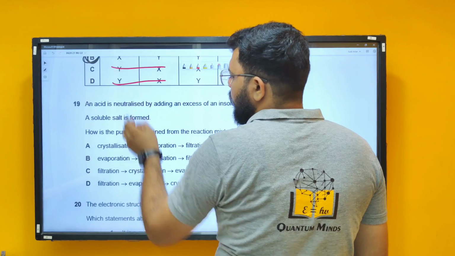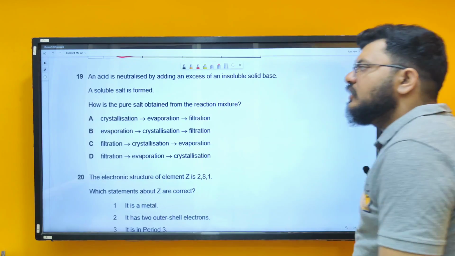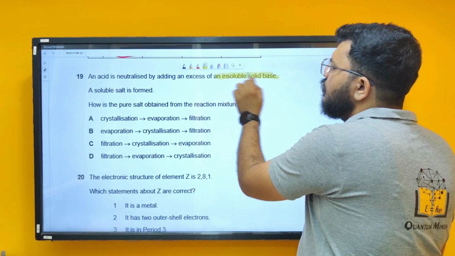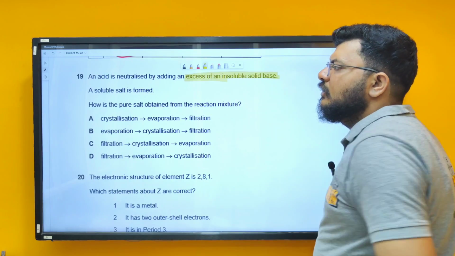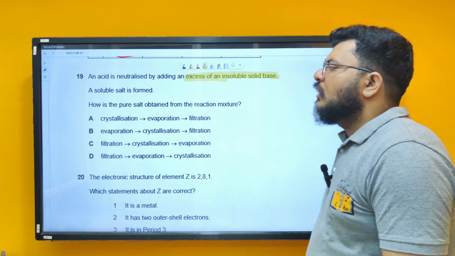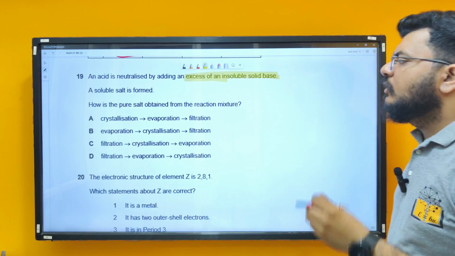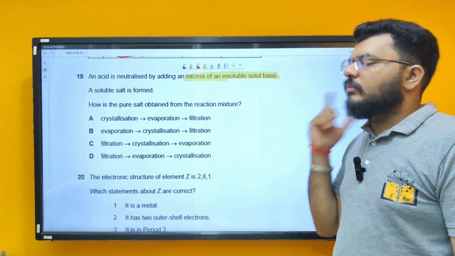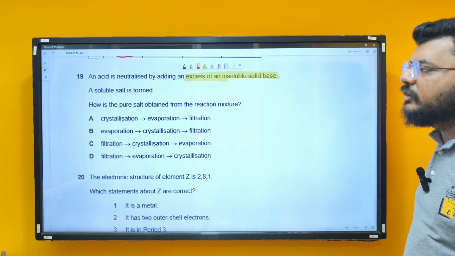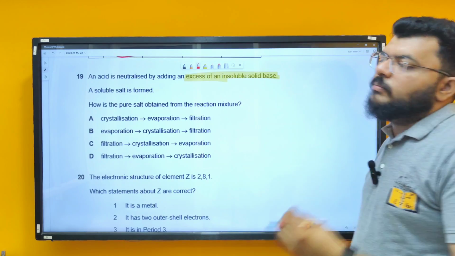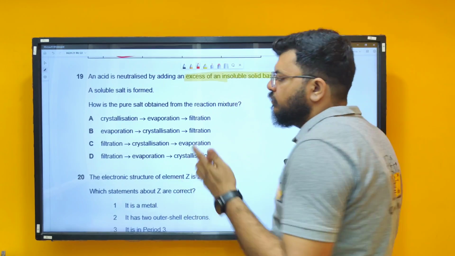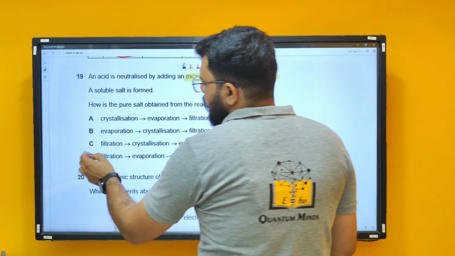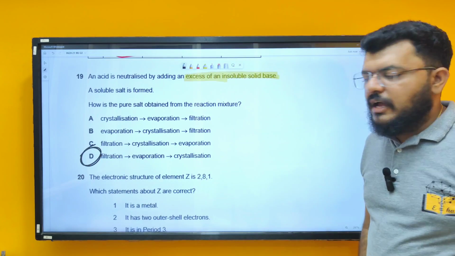Let's go to question number 19. An acid is neutralized by adding an excess of insoluble solid base, and a soluble salt is formed. How is pure salt obtained from the reaction mixture? The first thing you have to do is filter, because you want to remove the insoluble solid base. Then you want to evaporate, remove excess water and crystallize to get the pure and dry crystals, right? So filtration, evaporation and crystallization, option D is your correct answer.